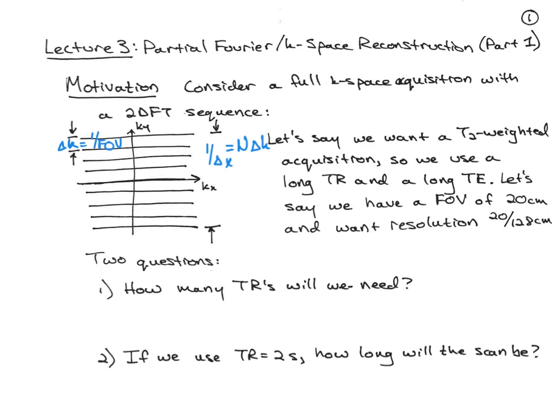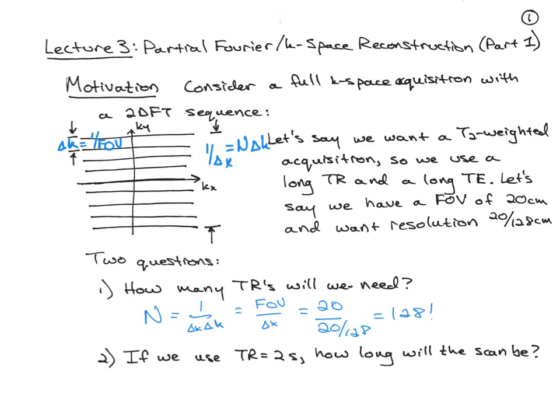So how many TRs would we need to make this measurement? Well, the number of TRs is going to be equal to n, the number of lines that we're measuring. That's going to be equal to 1 over the product of delta x and delta k, which is equal to field of view over delta x, which is equal to 20 over 20 over 128, which of course is equal to 128. I went through this rather circuitous route to get to this number just to emphasize the relationships between these numbers.